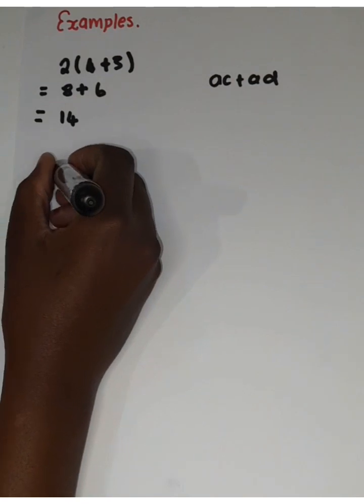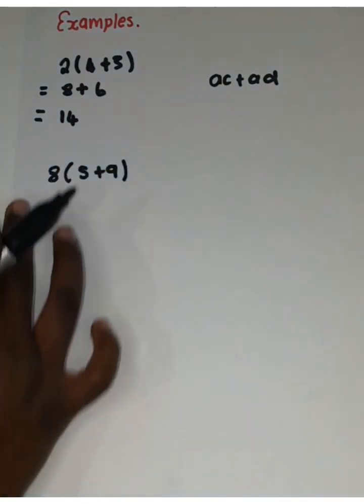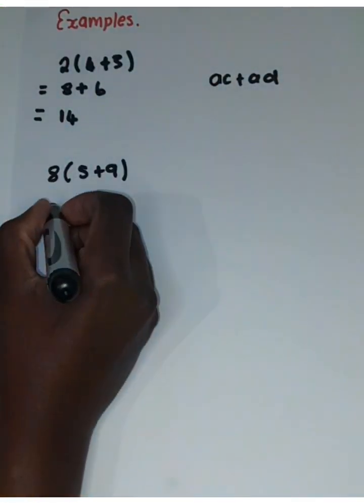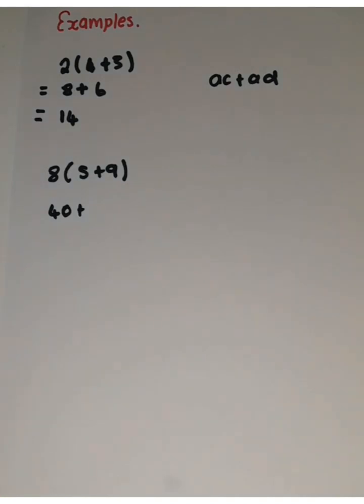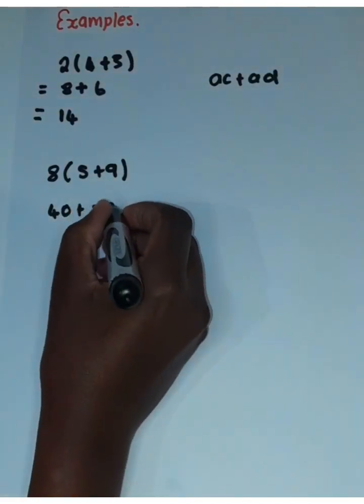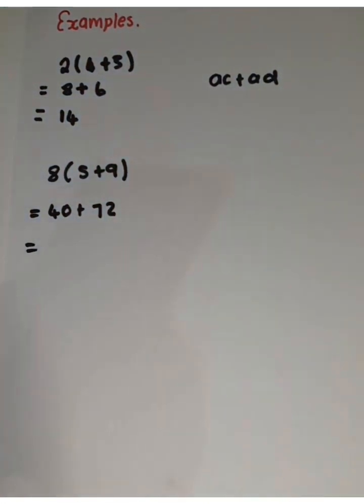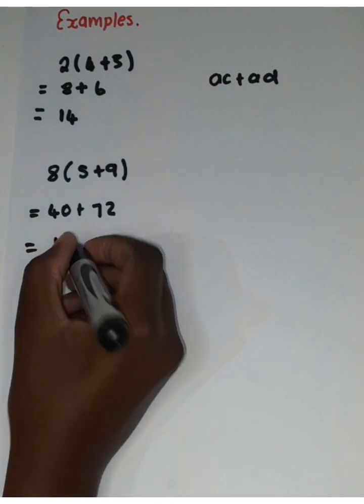I'll be having 8 into 5 plus 9. Same thing, 8 times 5. You go to a calculator and press 8 times 5, which is 40, plus 8 times 9, which is 72. This is not done. Why? They are like terms. You add them. 72 plus 40, which is 112.